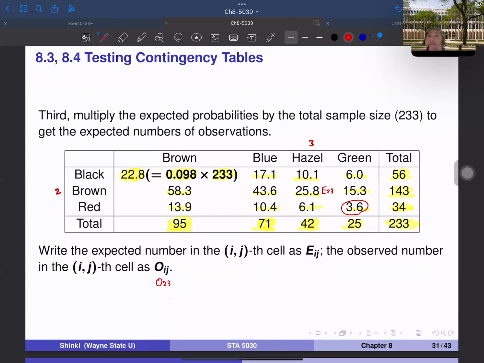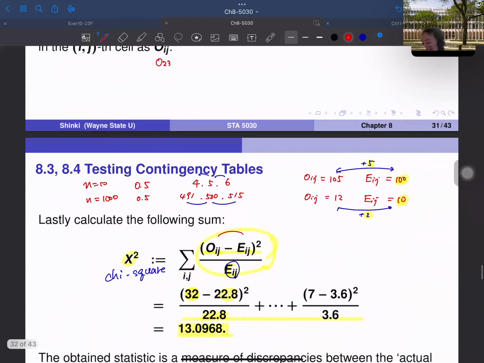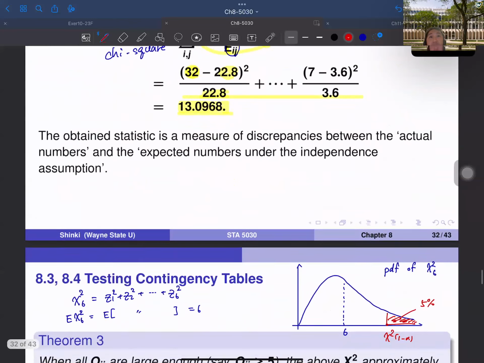In R, a warning message is not an error message. So it's fine as long as you understand the message. An error message means that your code is not correct, so R cannot run.